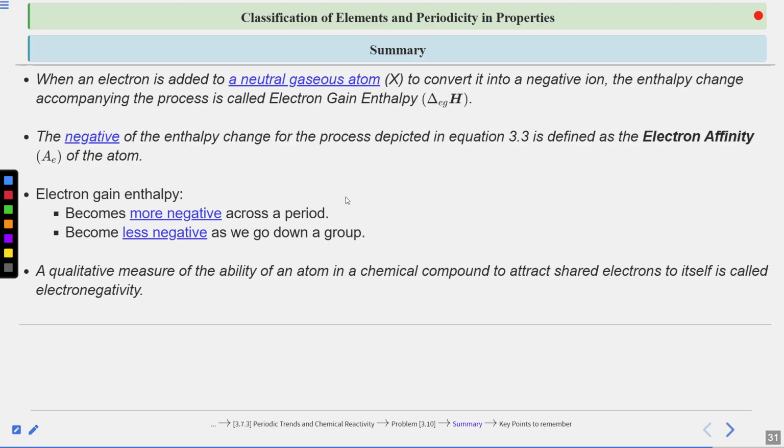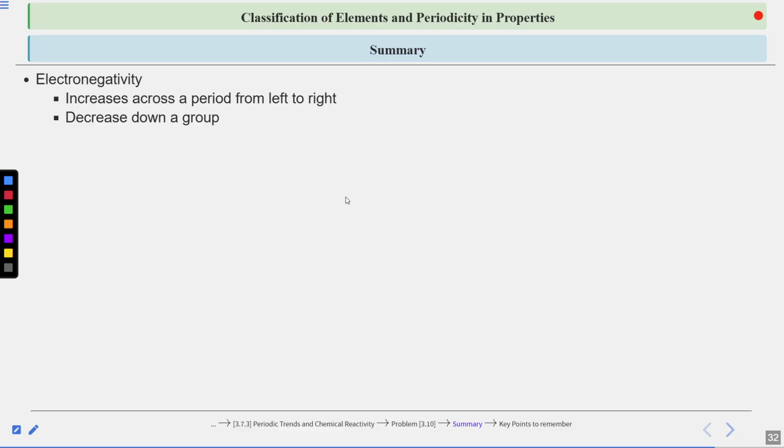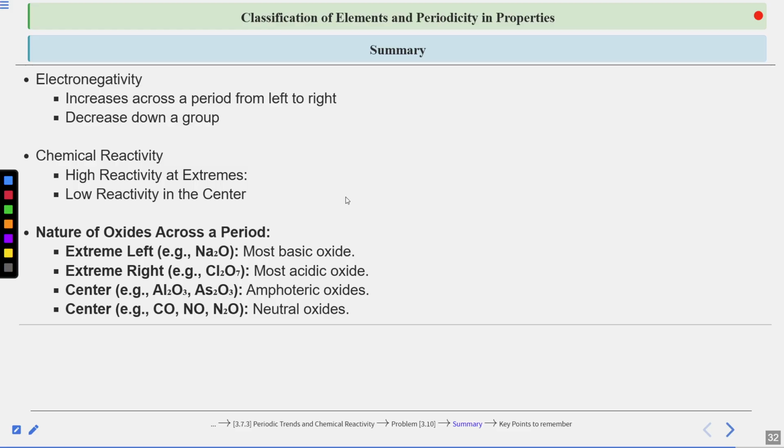Next, what is electronegativity? It is the measure of the ability to attract a shared pair of electrons. Remember, electronegativity is a relative property. The electronegativity values that you know are with relation to hydrogen. Next, there is no anomaly in electronegativity, and it increases across a period and decreases down a group. Next, chemical reactivity is highest on the extremes and least in the center. And finally, this is the table that shows you which is the basic oxide, which is the acidic oxide, which one is amphoteric and which one is neutral.